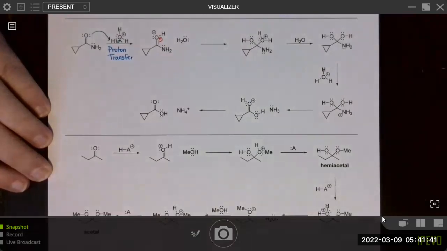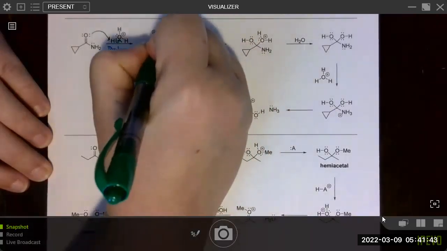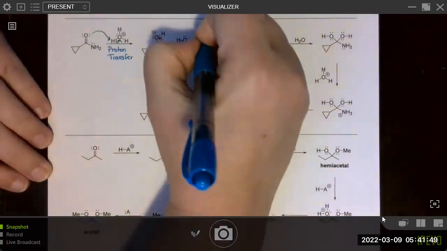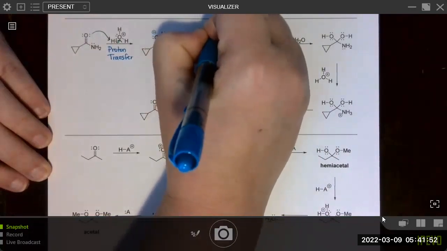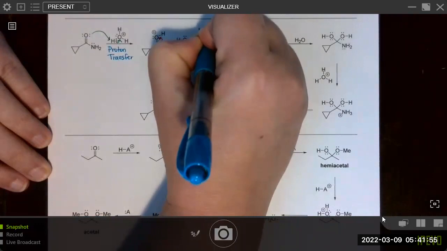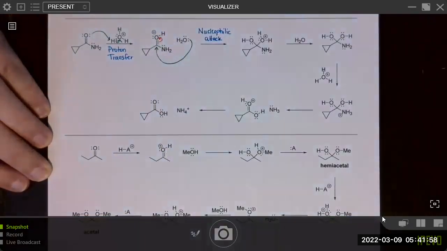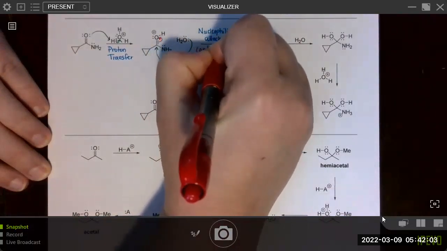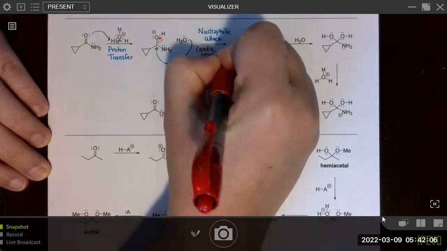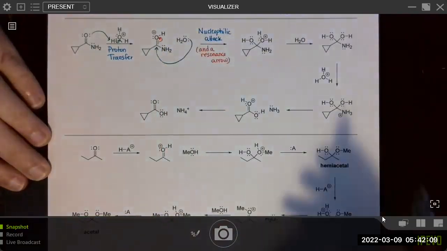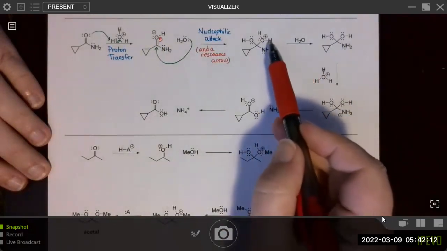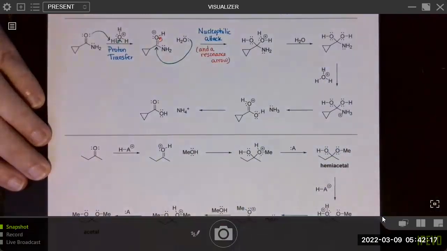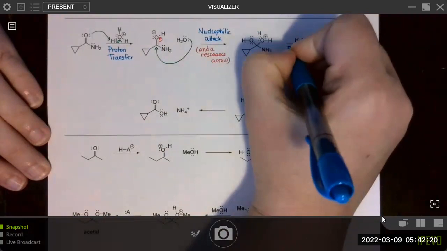And then water will be able to do a nucleophilic attack on that carbon. We're going to call this a nucleophilic attack. And then I'm going to write and a resonance arrow. Okay, from here to here, it looks like we are going to lose one of these protons, and water will be the base, and it'll form hydronium ion. This is going to be a proton transfer.